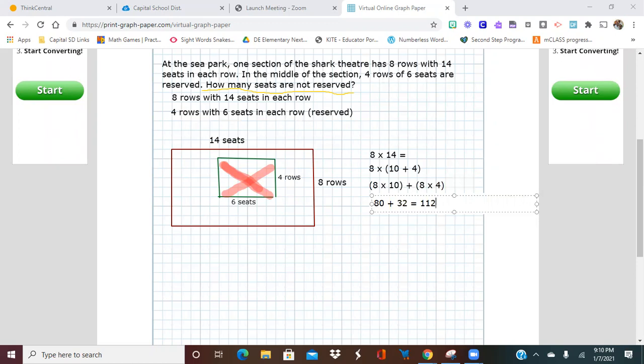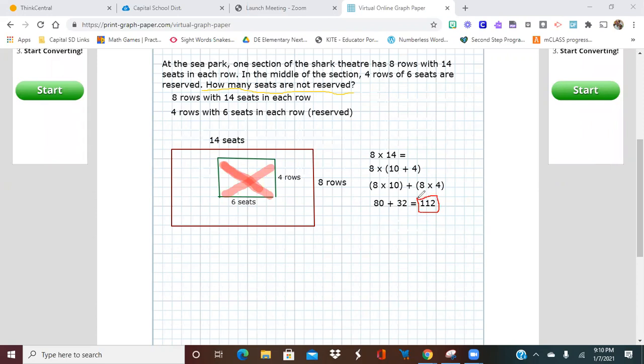Did you get 112? Okay, that's what we should have gotten. So that means there's a total of 112 total seats, okay? Total seats is 112 in the entire stadium, or what do they call it? A theater. There's 112 total seats.